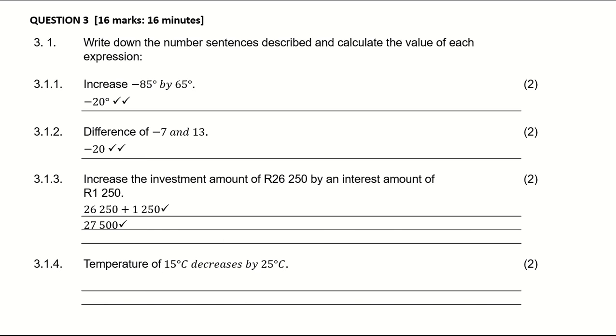Now the temperature of 15 degrees Celsius decreases by 25 degrees Celsius. So that will be 15 degrees Celsius minus 25 degrees Celsius, and that will give us negative 10 degrees Celsius. So 15 minus 25 will give you negative 10.